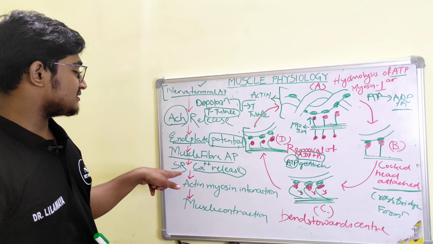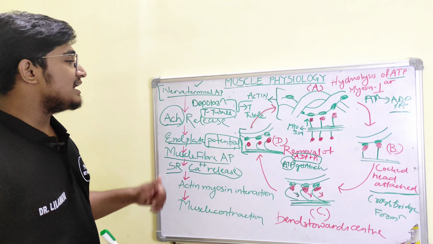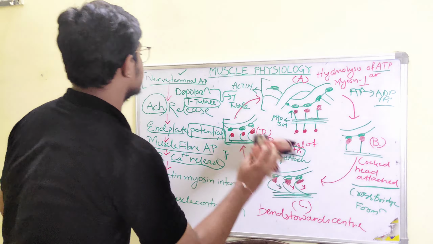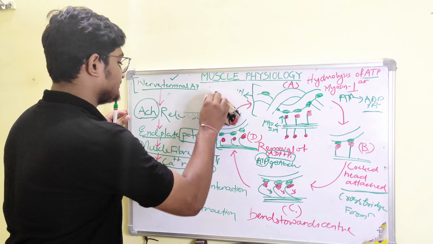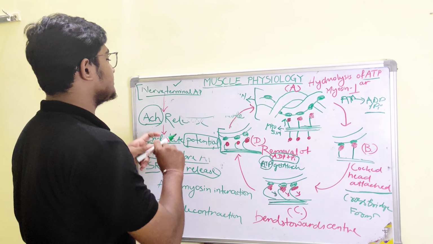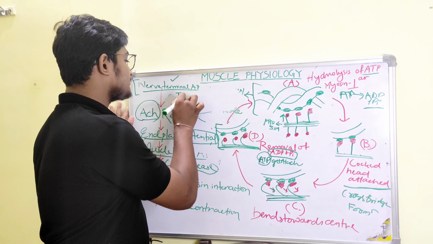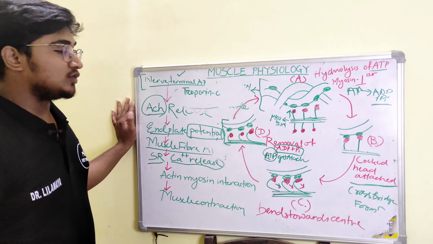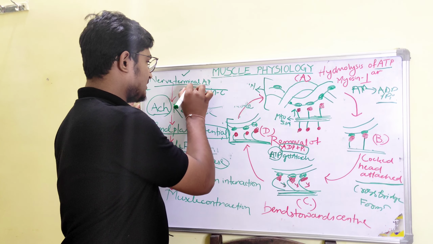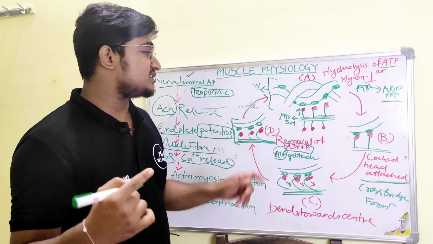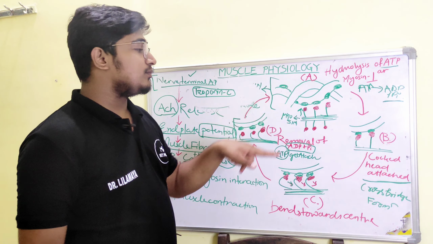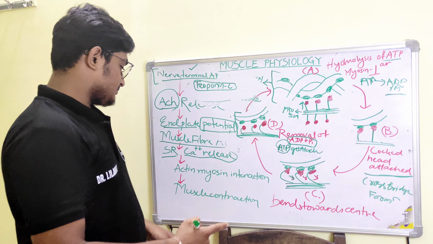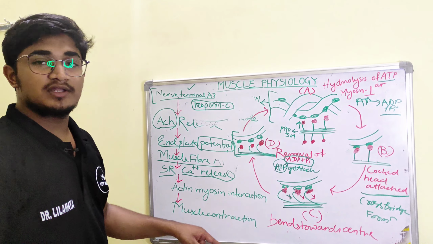After the calcium release, it will bind to troponin C. The troponin C binding causes exposure of the actin part, by which the myosin gets attached, and after attachment this cycle will continue. This is the actin myosin interaction, and there will be muscle contraction.